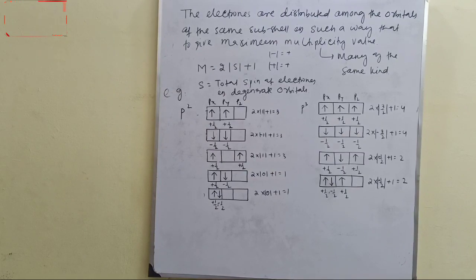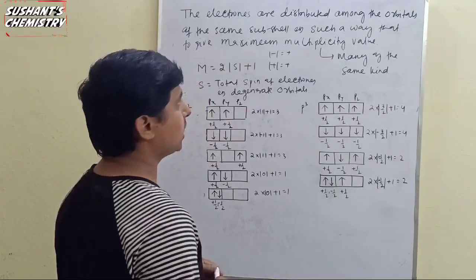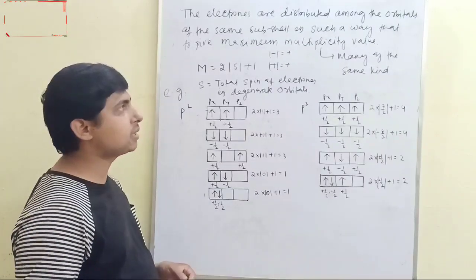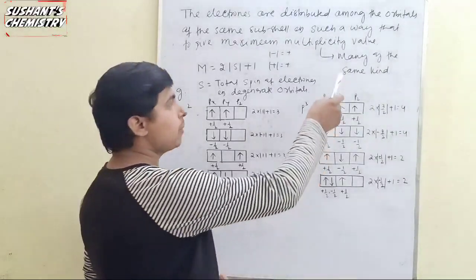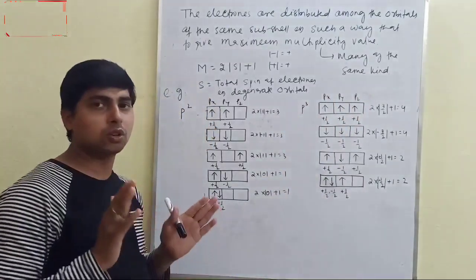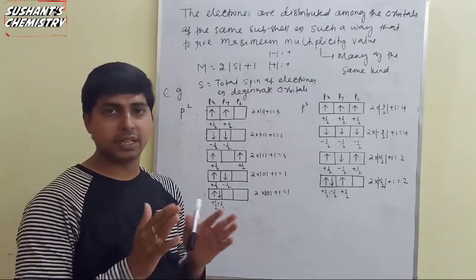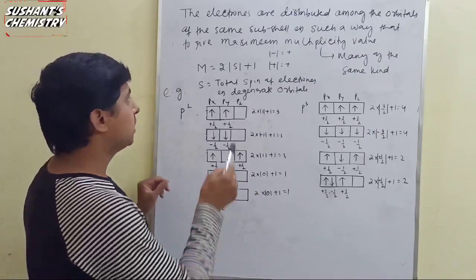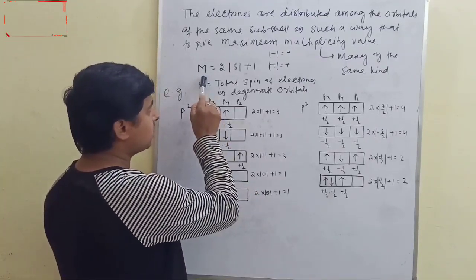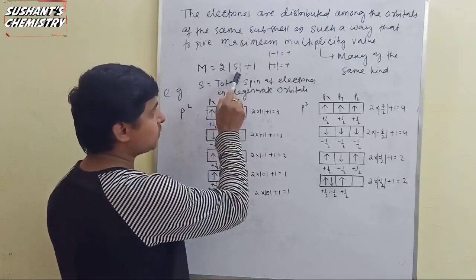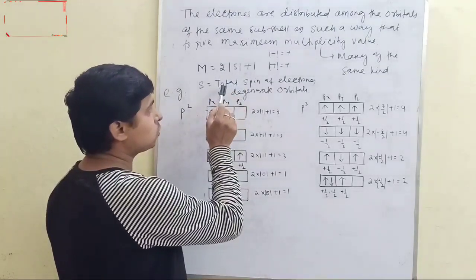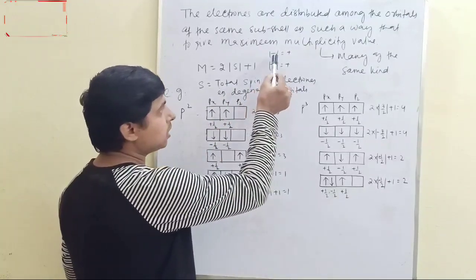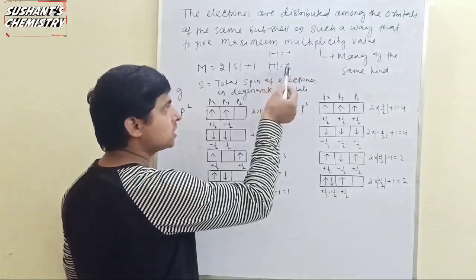This rule also states that the electrons are distributed among the orbitals of the same subshell in such a way as to give the maximum multiplicity value. What is multiplicity? That means the electrons are distributed among the orbitals of the same subshell in how many ways? The M is called multiplicity. M equals 2 mod S plus 1. What is S? S is called the total spin of the electrons in these orbitals. That is, the mod of minus is plus, mod of plus is plus.